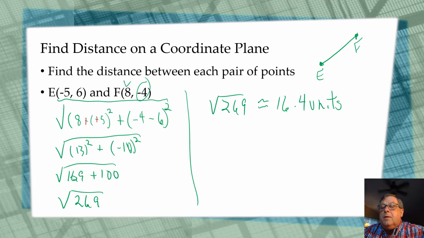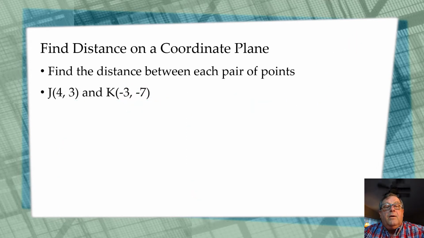All right, well, let's do one more. Let's try to be a little more quick about it, this next one. All right, here I've got two ordered pairs, J and K. I'm trying to find the distance between J and K as it exists on the coordinate plane. And J is, we're going to say this is our x1 of 4, y1 of 3. K gives us our x2 and y2 of -3 and -7.